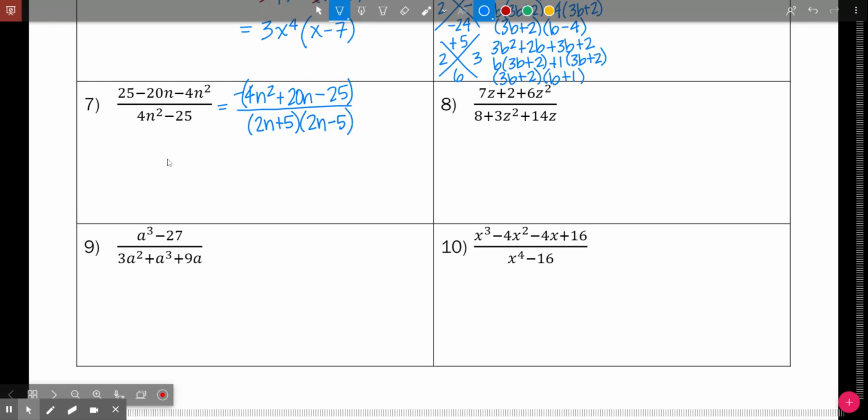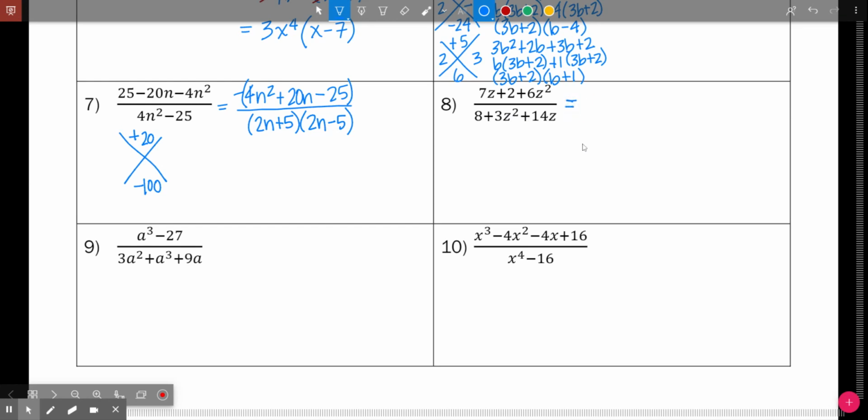Now, if you attempt to factor what's inside the parentheses, you're looking for two numbers that multiply to give you negative 100, but add to give you positive 20. This is an example of an unfactorable quadratic, or what we call a prime polynomial. And so in this case, this is as far as you can go. We rewrote it in descending order, and we simplified it as much as we could, but we don't have any common factors to cancel out.